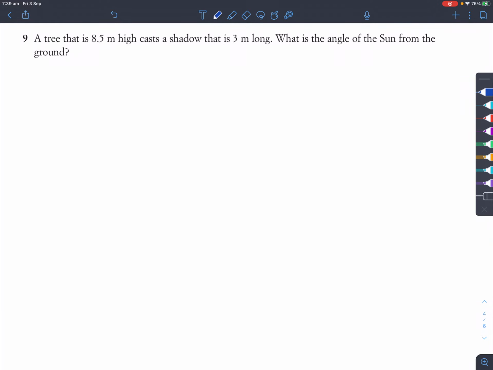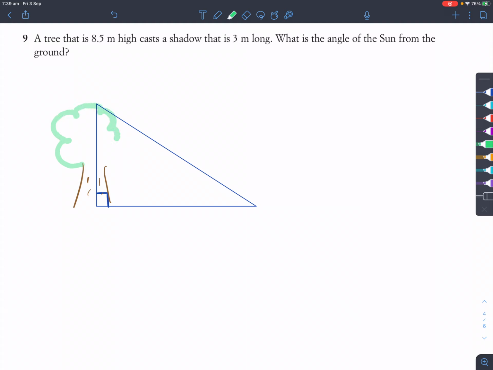Question 9. A tree that is 8.5 meters high casts a shadow that is 3 meters long. What is the angle of the sun from the ground? So I'll draw my right angle triangle first, and then I'll draw a tree, so you can see it. So here's your tree, like that. And there's a sun here that's shining on that tree. And obviously the light rays don't go through that tree, so it's going to cast a shadow right here. So here's our shadow.